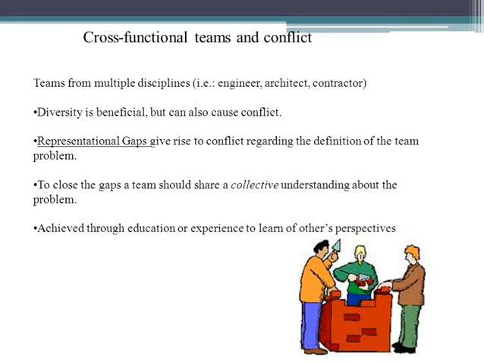Representational gaps give rise to conflict regarding the definition of the team problem. To close the gaps, a team should share a collective understanding about the problem. This is achieved through education or experience to learn of others' perspectives.